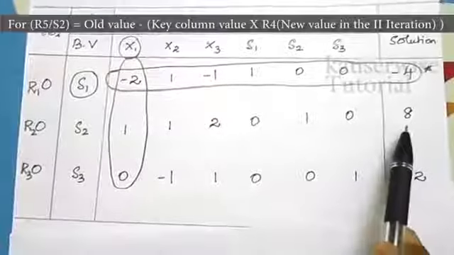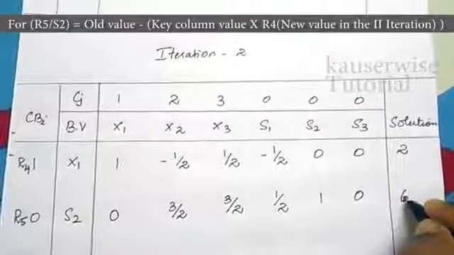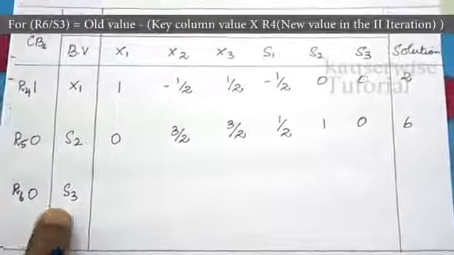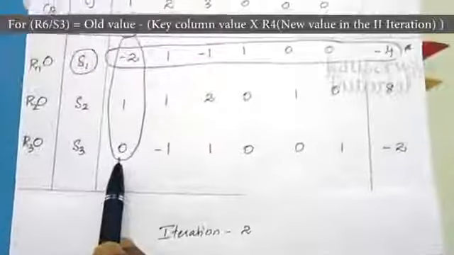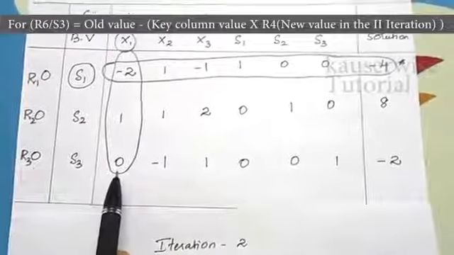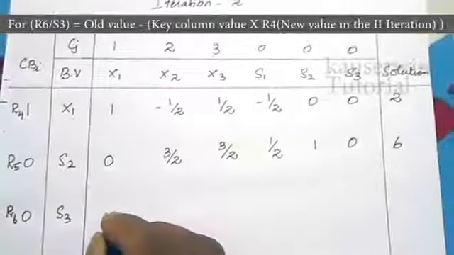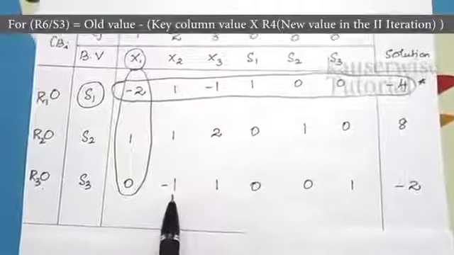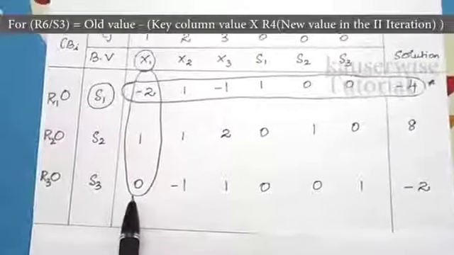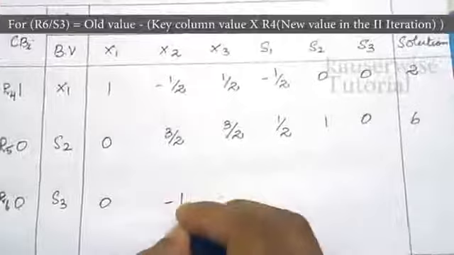For solution, the old value is 8 minus key column value is 1 into new value is 2. The answer is 6. For S3, that is row 6, we need to follow the same formula. That is, for the first value, old value is 0 minus corresponding key column value also 0 into new value is 1. The answer is 0. For the next value, the old value is minus 1 minus corresponding column value is 0 into new value is minus 1 by 2. Answer is minus 1.